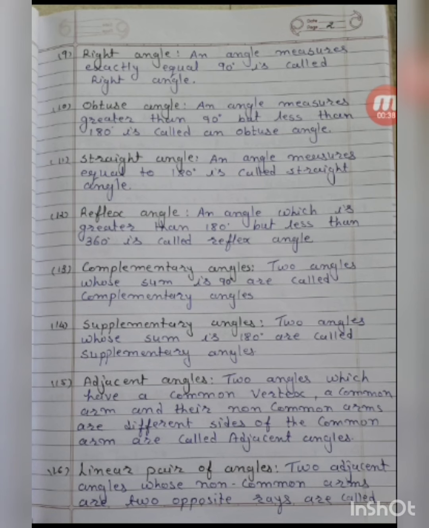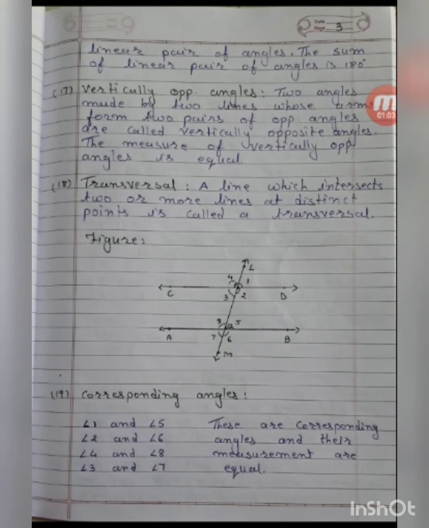15. Adjacent angles. Two angles which have a common vertex, a common arm, and non-common arms on different sides of the common arm are called adjacent angles. 16. Linear pair of angles. Two adjacent angles whose non-common arms are two opposite rays are called a linear pair of angles. The sum of a linear pair of angles is 180. This line you have to learn. Okay, the sum of the linear pair of angles is 180.